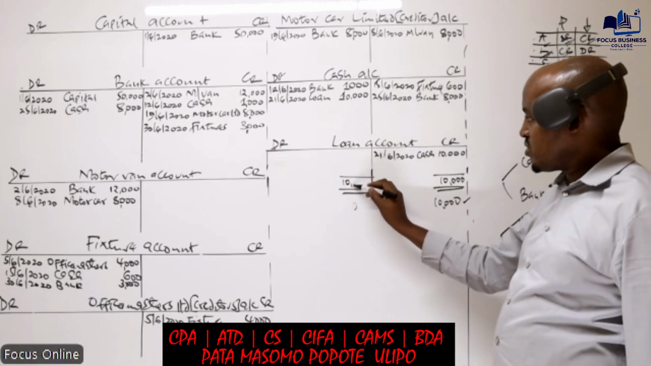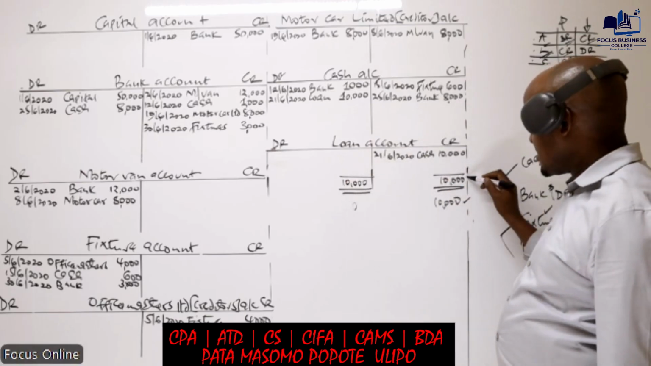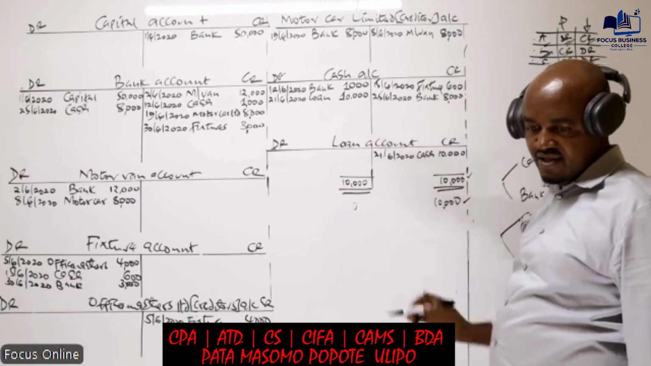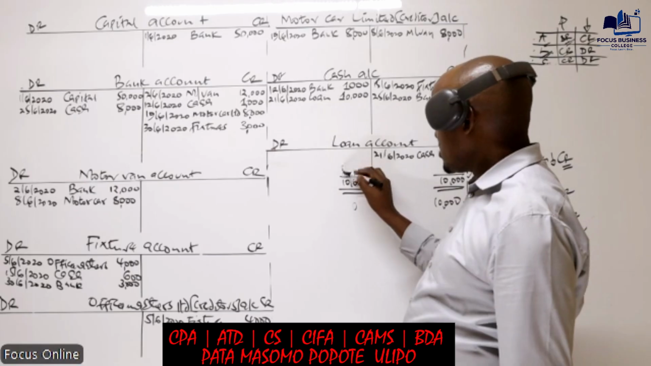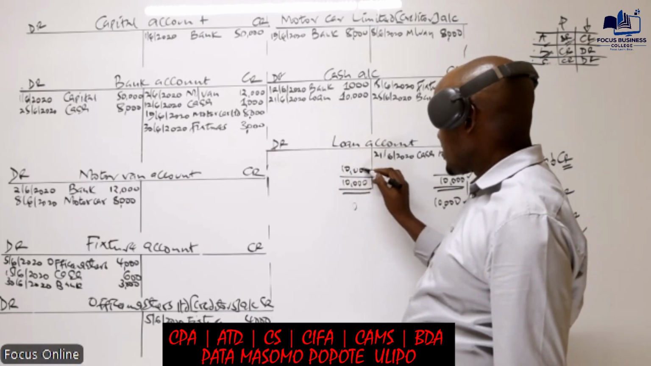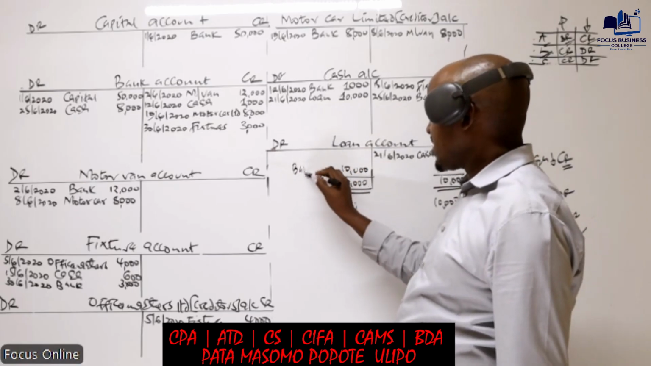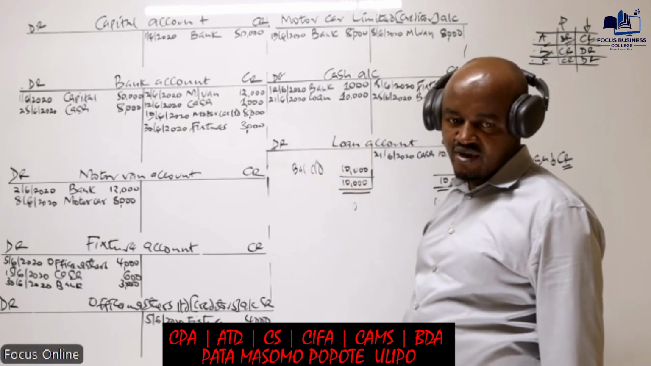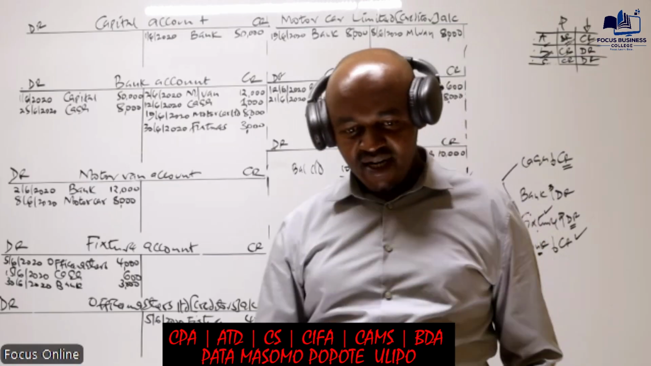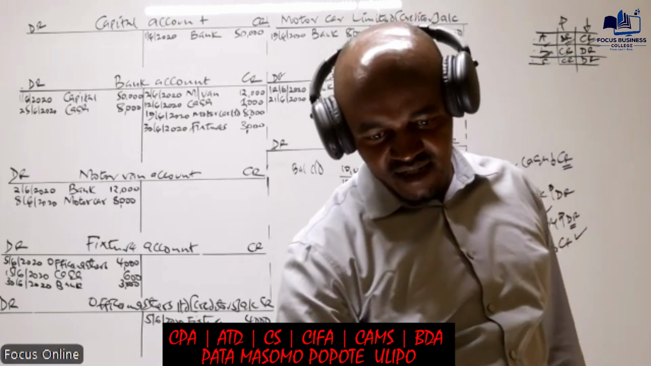So we record it on both sides. If we add this, it will give us 10,000, and this one gives us 0. Therefore, the difference between 0 and 10,000, we record it here. And we refer to that as the balance carried down. The balance carried down.